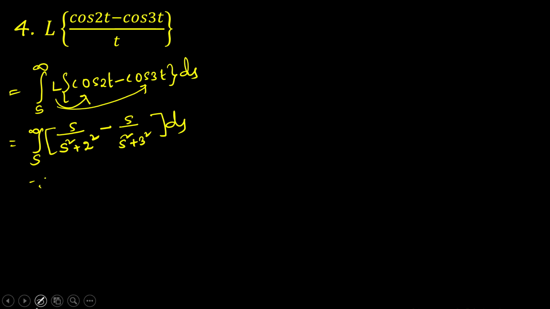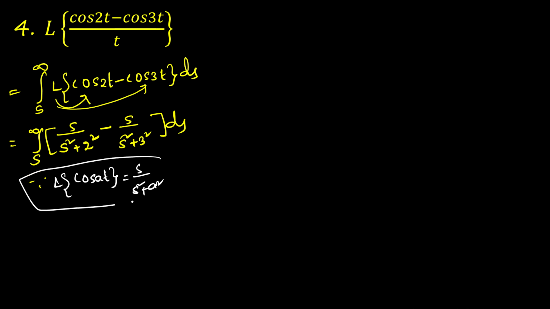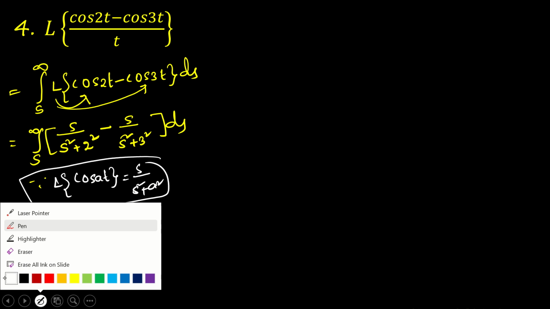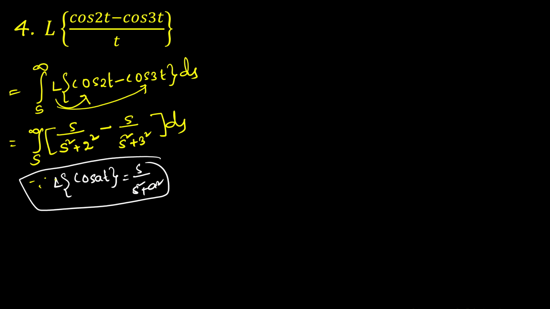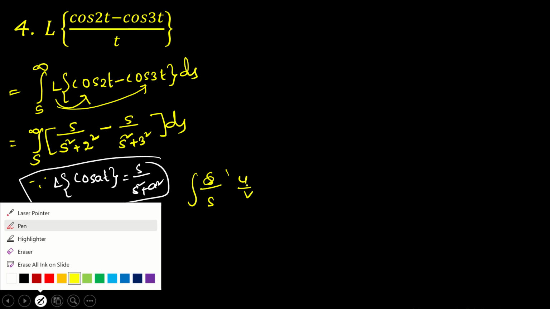Now I'm writing the formula again: L of cos at is equal to s by s square plus a square. Next, when I apply the integration of s by s square plus a square, the numerator has the s and the denominator also has the s term. So we cannot use the u by v formula. How do we evaluate this integral function?